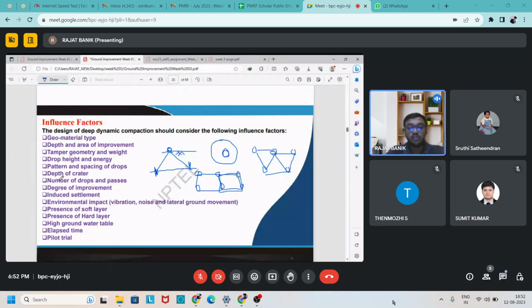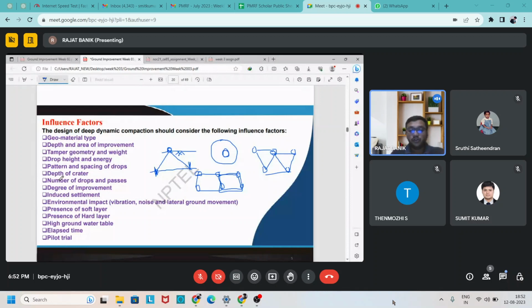So it also influences deep dynamic compaction. It is also influenced by the number of drops and passes. Number of drops means how many drops are required at one point, either five or four. By increasing the number of drops, we increase the depth of improvement.